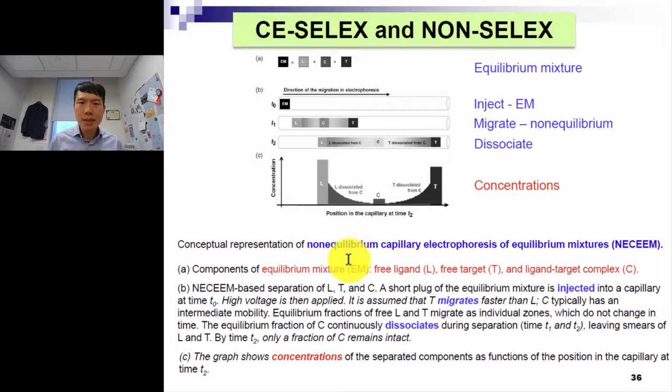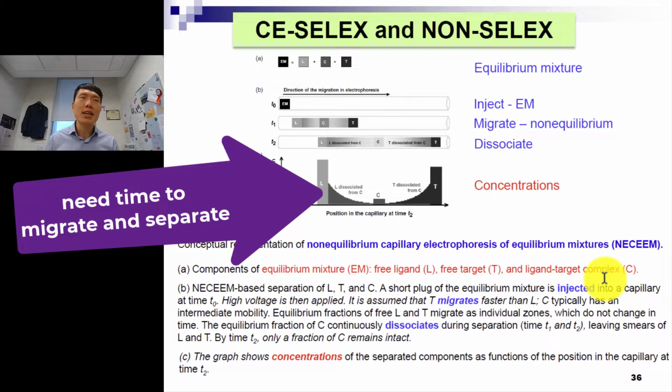Here is another diagram, a schematic sample. You have different parts in this equilibrium mixture, and at time equal to 0 you inject this injection mixture, some of the L, C, and T, and then slowly they migrate at different speeds. After that you see a distribution because they dissociate, and the high concentration will be at the end because they move faster. This is how we separate them using NECEEM. As a legend, L is the free ligand, T is the free target, and C is the complex combined together, because we know from the first slide that we have associations and dissociations.